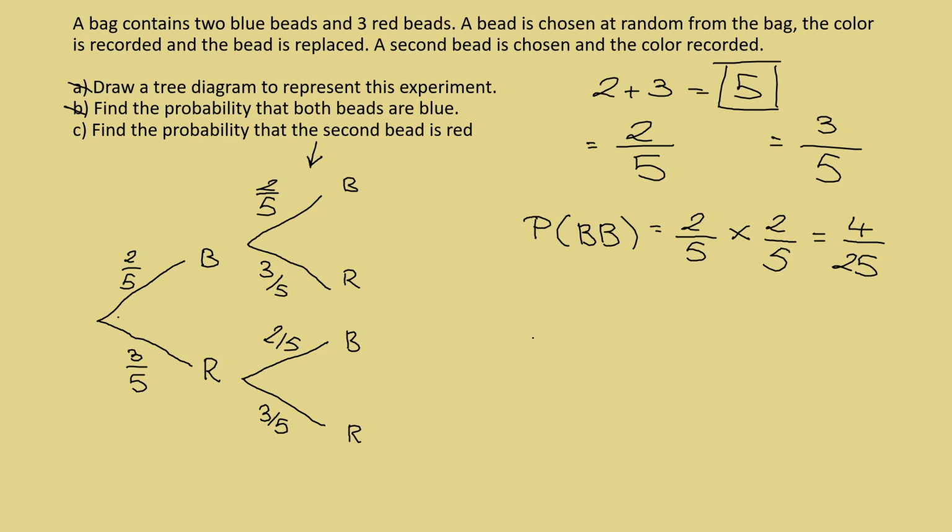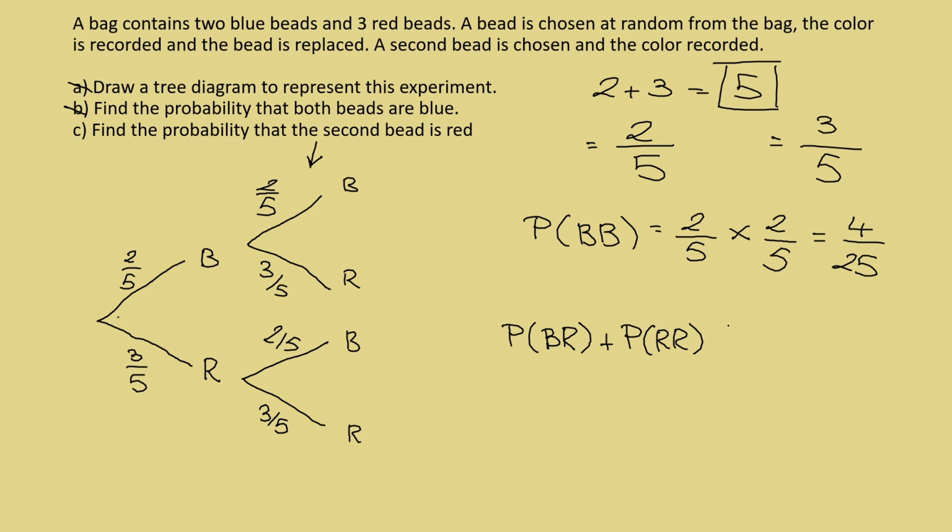So in this case, it's going to be, so there's 2 ways of getting a second bead that's red, and that would be first getting a blue one and then a red one. So probability of BR, a blue one then a red one, plus the probability of getting a red one and then another red one, so PRR.